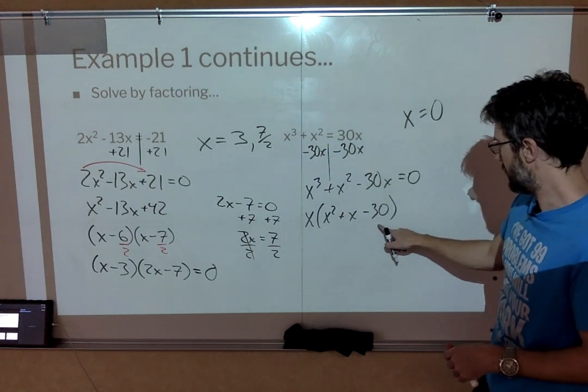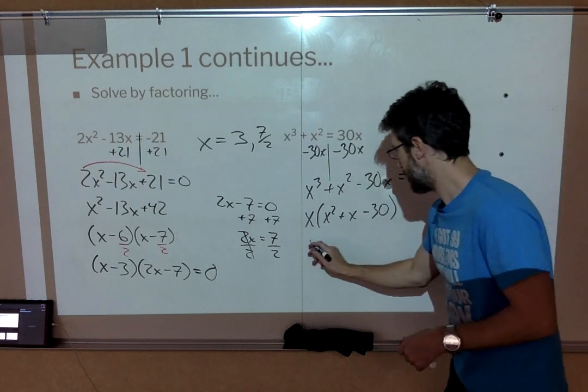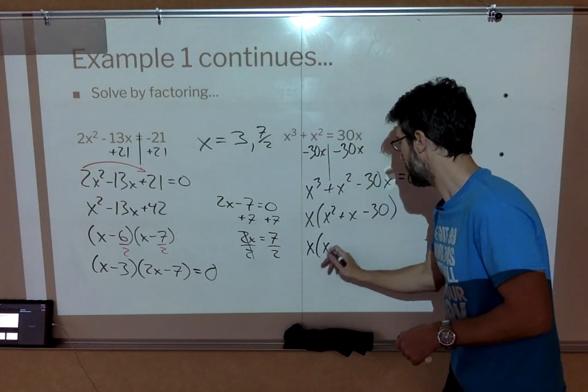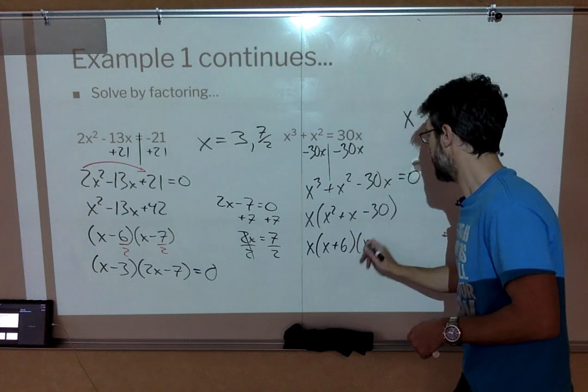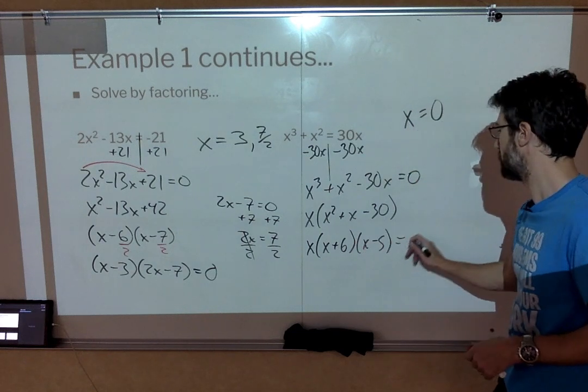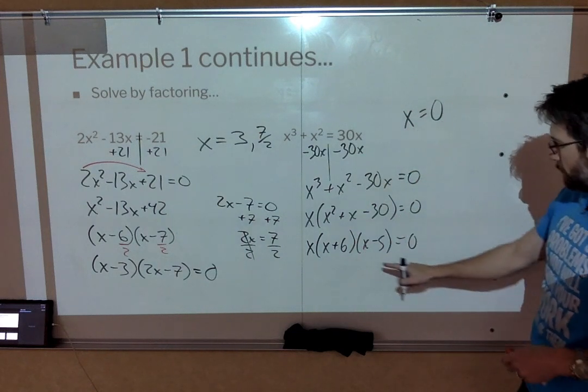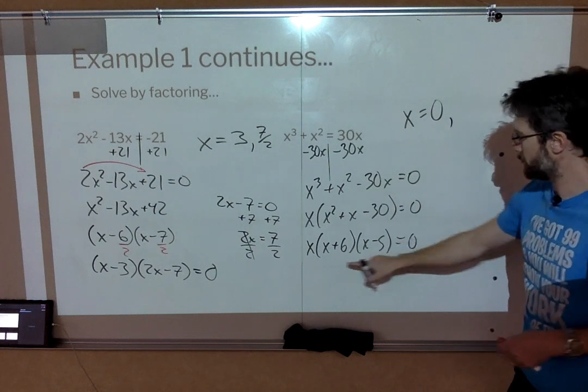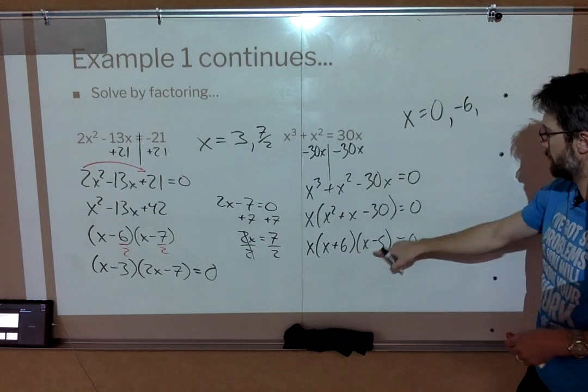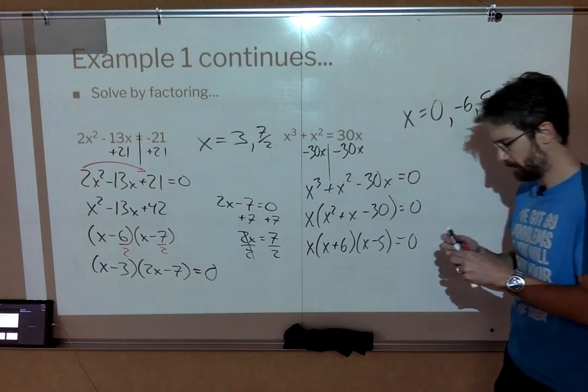All right, numbers that multiply to negative 30 and add to a positive 1 are plus 6 and minus 5. And so I can just flip the signs for the other two, negative 6 and positive 5.